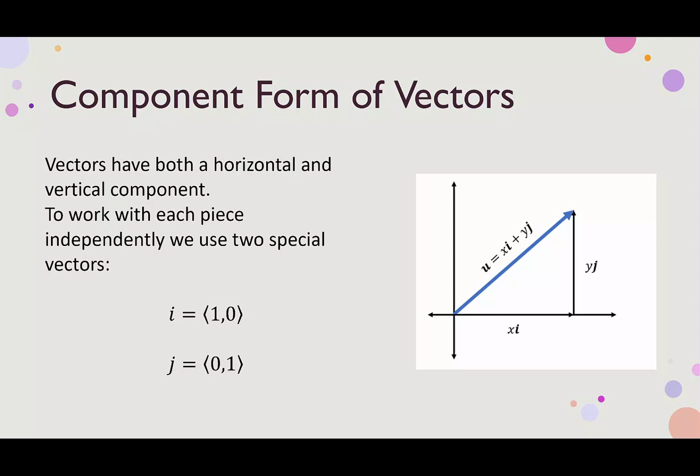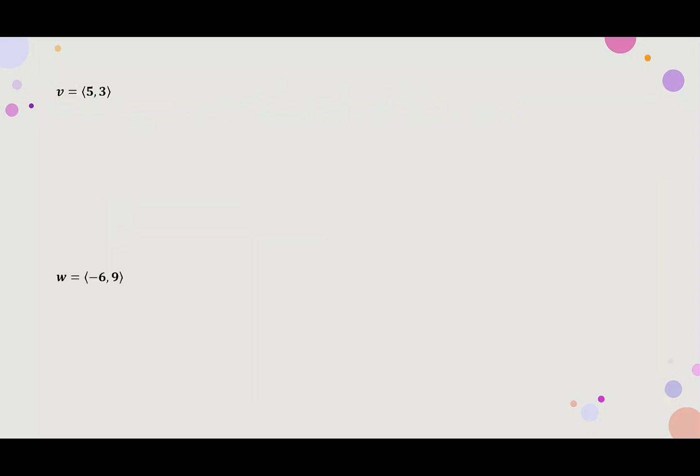Let's take a look at a few examples. We'll start with the vector <5, 3> in standard form. To write this in ij notation, we say 5 times i plus 3 times j. Looking at the vector w, that's written in standard form as <-6, 9>, we would write -6i plus 9j. Mostly what I want you to see is this is just a matter of notation. We didn't do any calculation to convert from standard form into this component form.